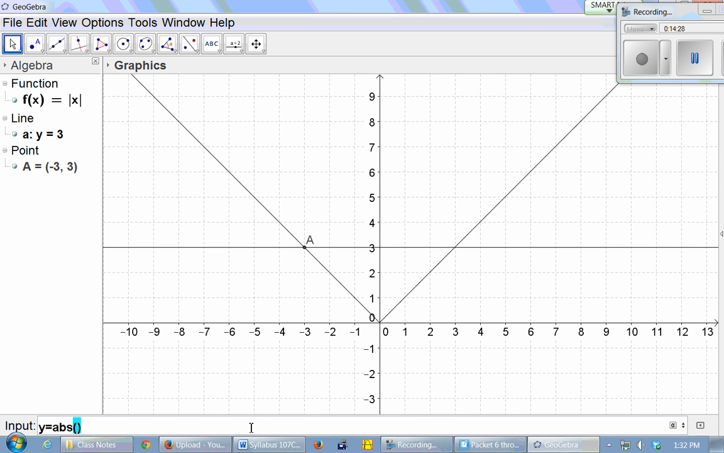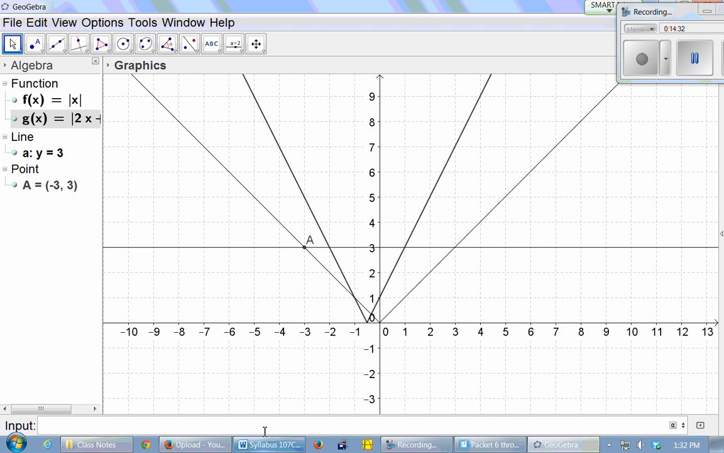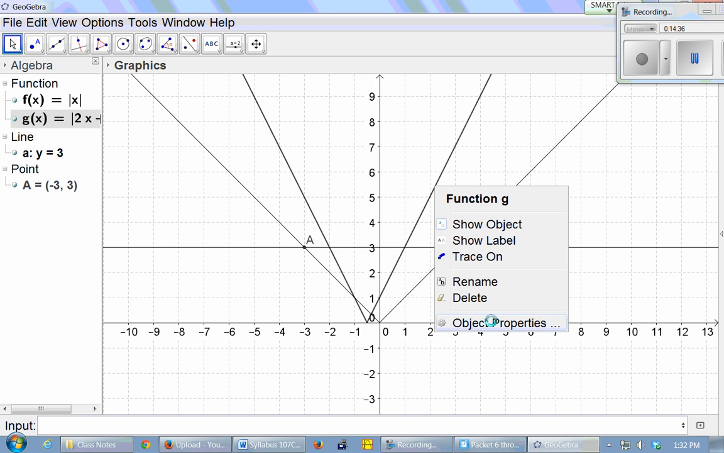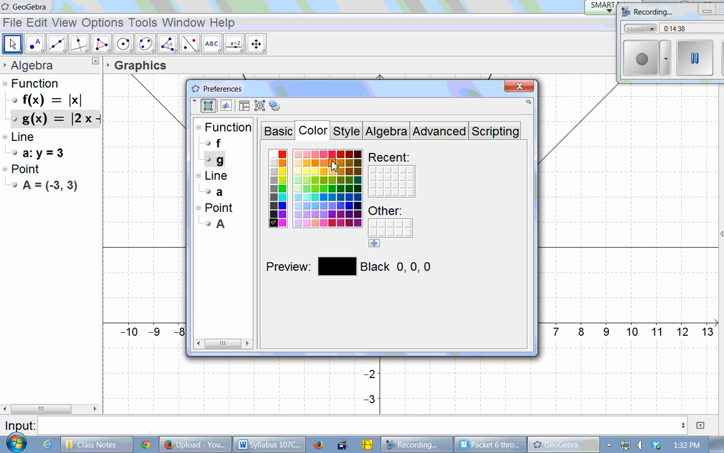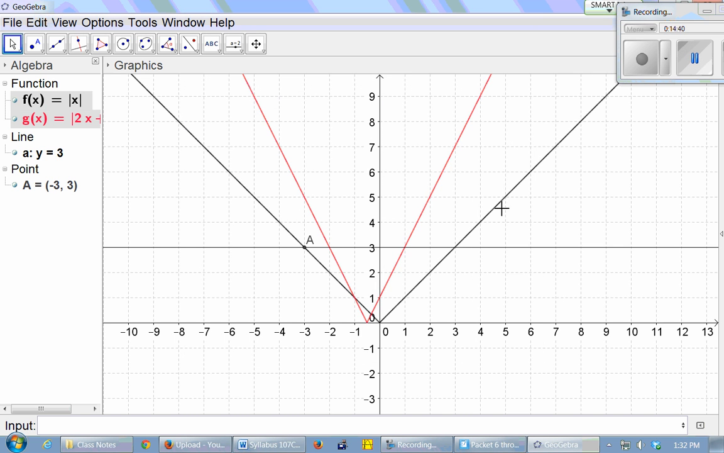Absolute value of 2x plus 1. So it looks like this. Make it a different color so you can tell the difference. Okay, so it's this red graph, and the right-hand side of this graph, just what you were describing, has a slope of 2 and a y-intercept of 1. That's the line 2x plus 1.